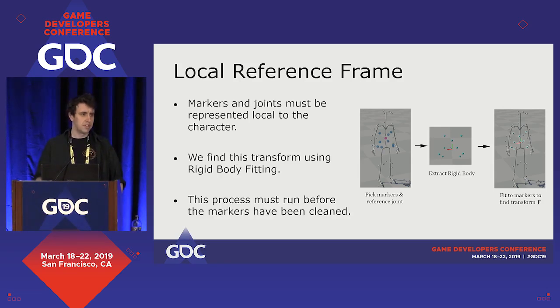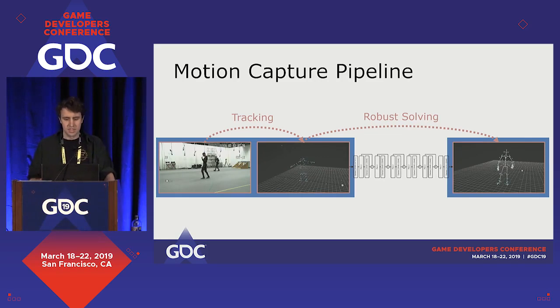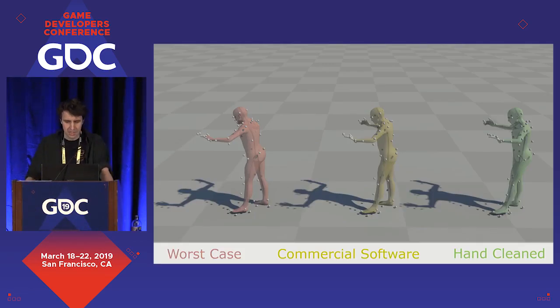If the markers around the torso are completely broken or completely swapped, this is a kind of weak point in the method. So in the end, we have something like this. We have a pipeline where we have the tracking, and we can feed the raw data into this network and get some joint transforms out of it. So here's some kind of comparisons of our results.